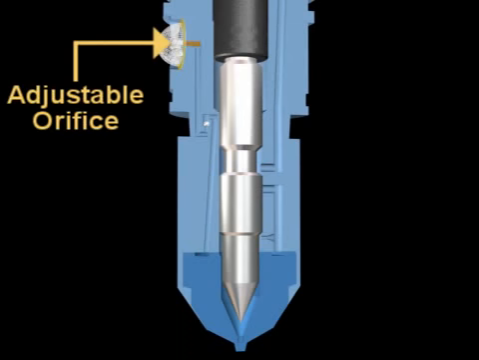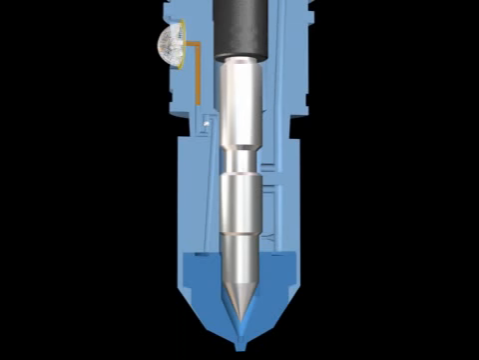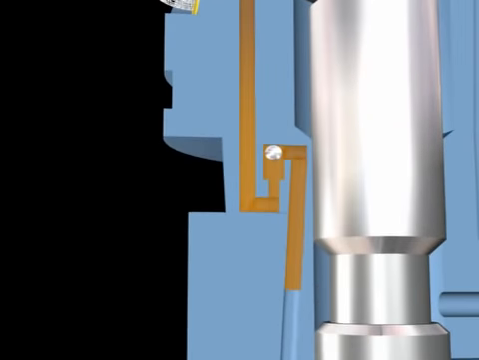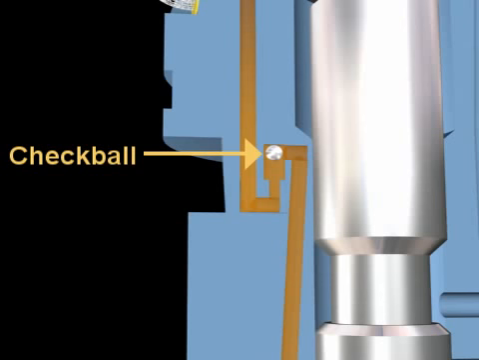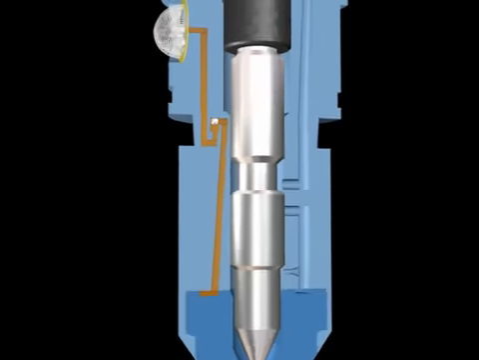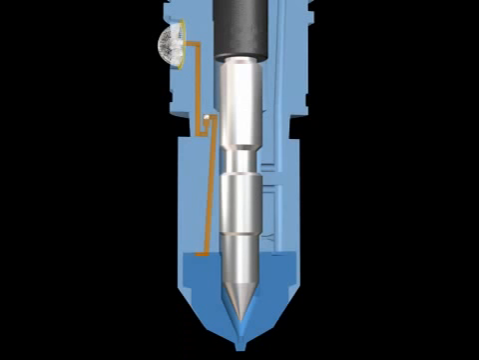From the adjustable orifice, fuel flows down an internally drilled passage, unseating a check ball. The purpose of the check ball is to prevent the reversal of fuel flow as the plunger moves downward across the metering orifice during deceleration and shutdown.